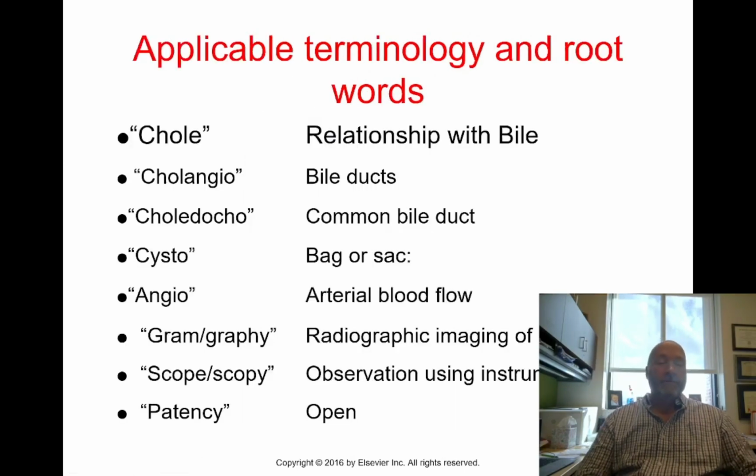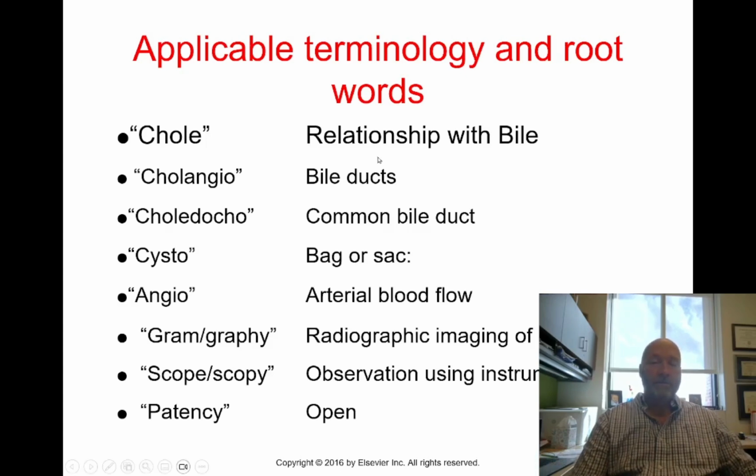So there is some terminology you need to be aware of. We're going to take a look at the terminology, and then we're going to look at words made from it. So these are really root words. Chole just means relationship with bile. Cholangio means bile ducts. Choledocho refers to the common bile duct. Anytime you see cyst or cysto, that's a bag or a sac. Like we'll do a cystogram in the urinary system, and that's an exam of the urinary bladder. Angio is vessel, or blood flow.